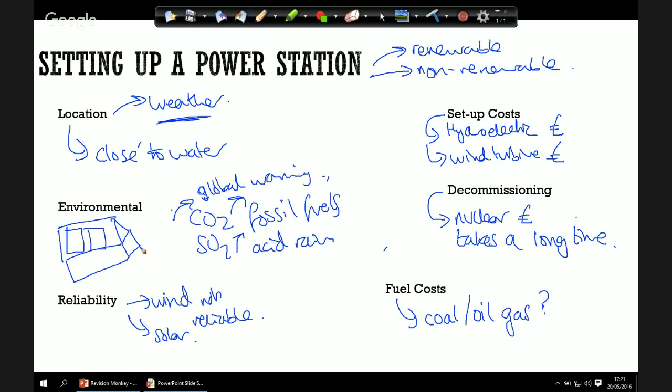And you've got really large setups like the hydroelectric dam. Obviously, that's going to have a massive impact on the environment around it as well. So just things to bear in mind. Massive wind farms spark a lot of controversy as well. So all of these things here, you'll have to bear in mind when deciding which power station to set up for a particular area.